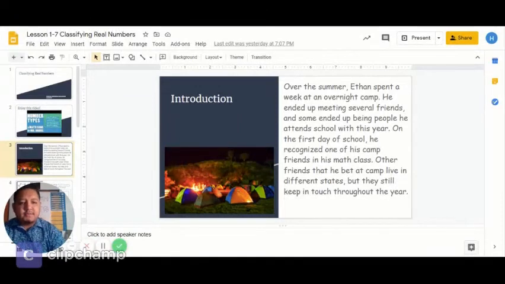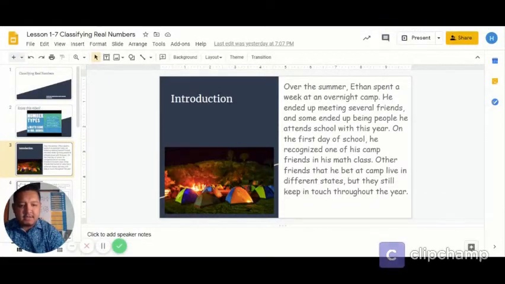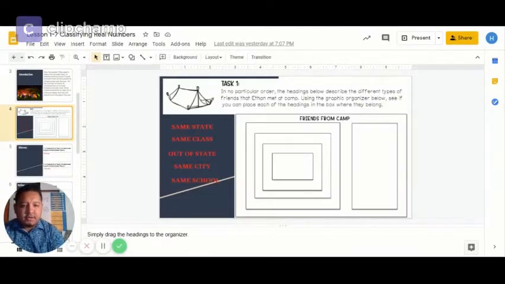Over the summer, Ethan spent a week at an overnight camp. He ended up meeting several friends, and some ended up being people he attends school with this year. On the first day of school, he recognized one of his camp friends in his math class. Other friends that he met at camp live in different states, but they still keep in touch throughout the year. In no particular order, the headings below describe the different types of friends that Ethan met at camp. Using the graphic organizer below, see if you can place each of the headings in the box where they belong.